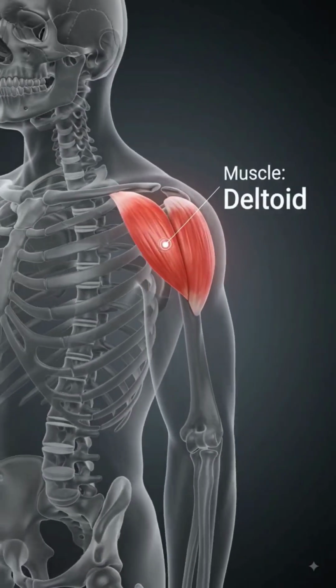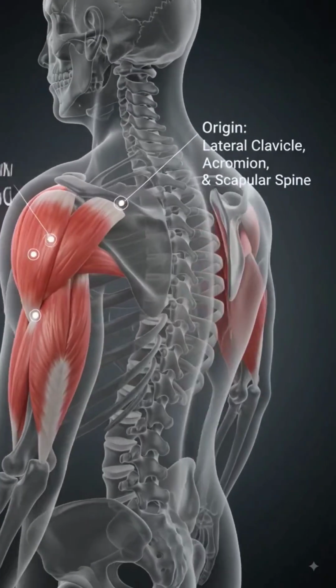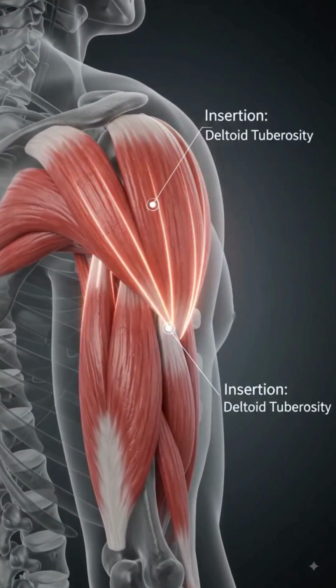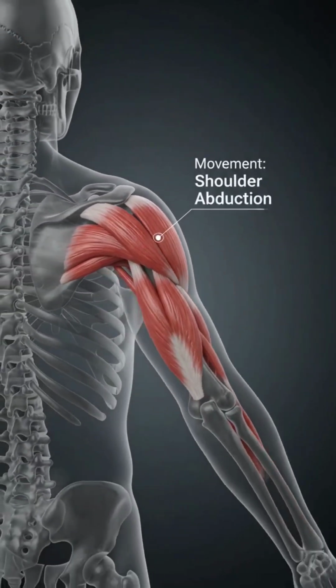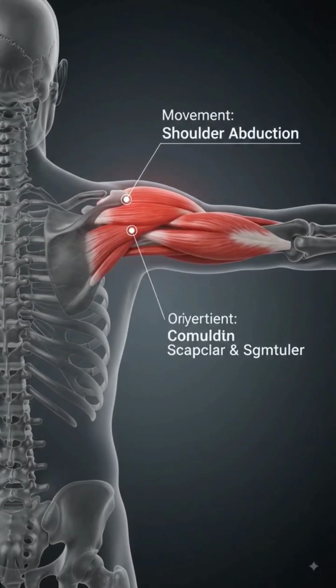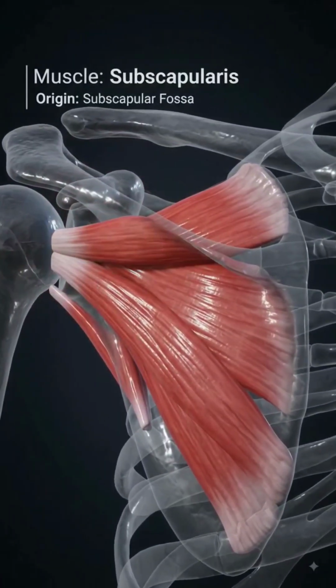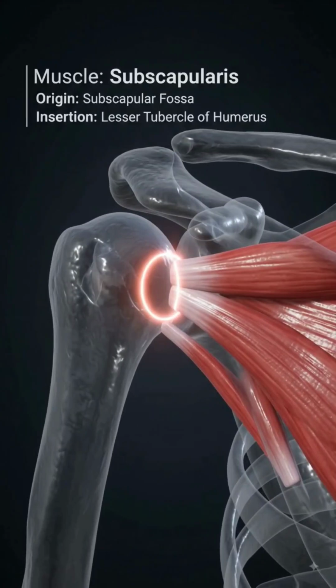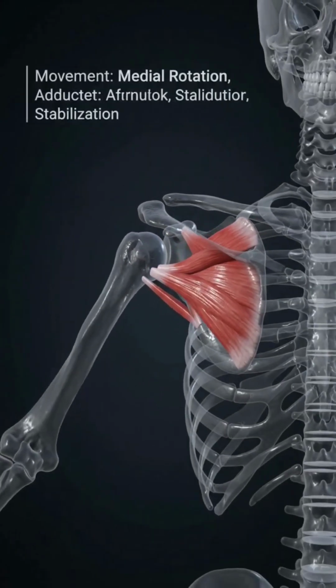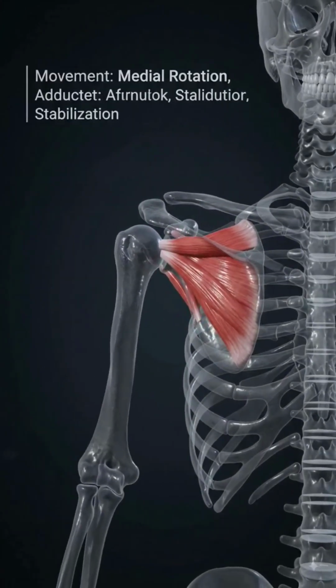Deltoid. Origin, lateral clavicle, acromion, scapular spine. Insertion, deltoid tuberosity. Movement, shoulder abduction. Subscapularis. Origin, subscapular fossa. Insertion, lesser tubercle of the humerus. Movement, medially rotates, adducts, and stabilizes the arm.